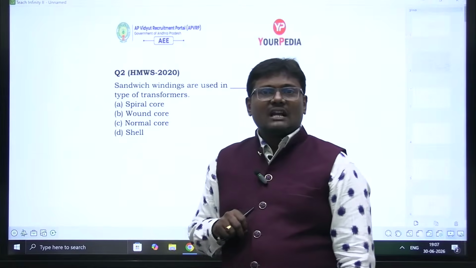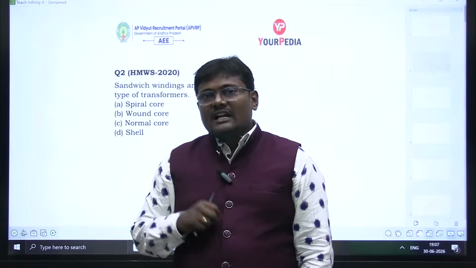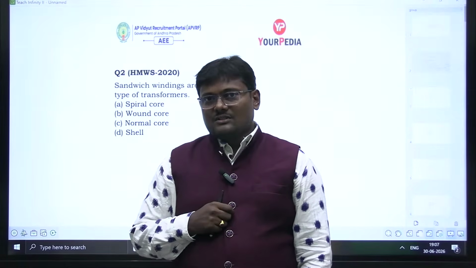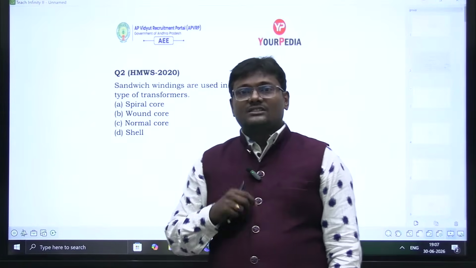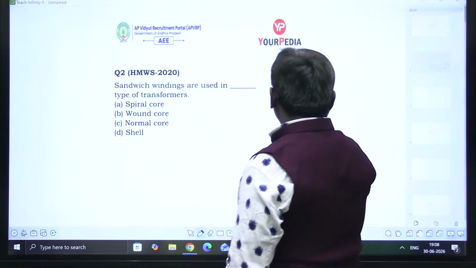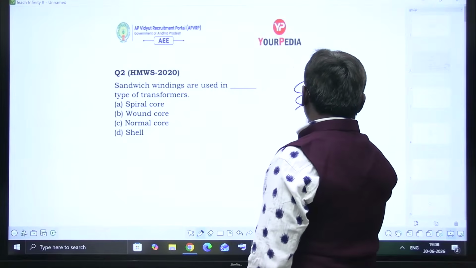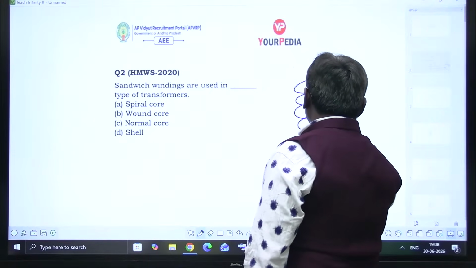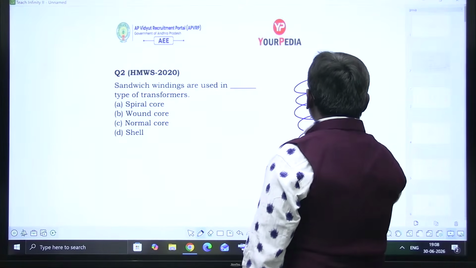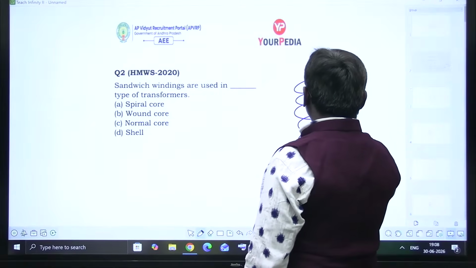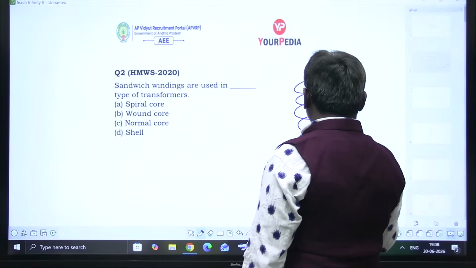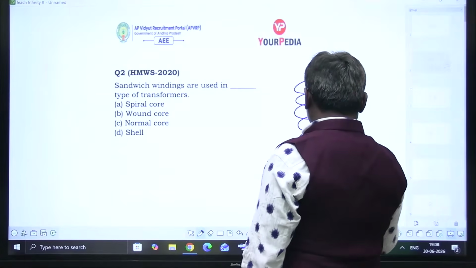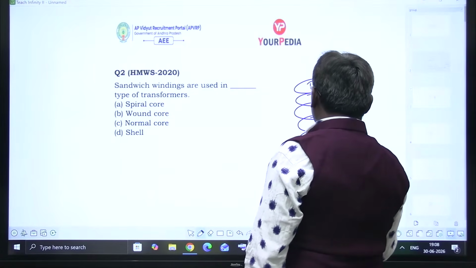Especially we have core type of transformer and shell type of transformer. In a core type of transformer, we can use concentric winding, but in a shell type of transformer, we have sandwich type of winding. So this is LV, this is HV, LV part, HV part, LV part, HV part, like this.